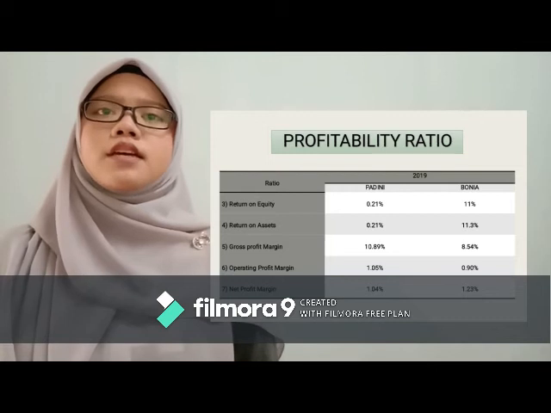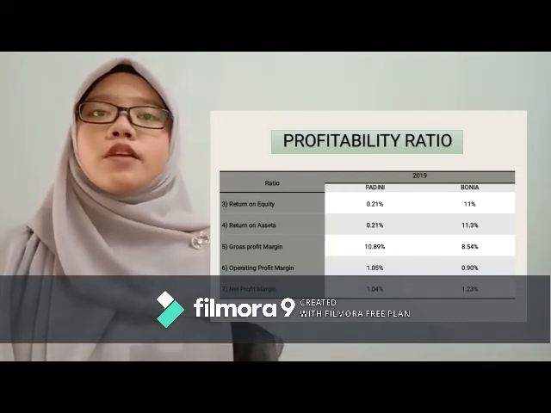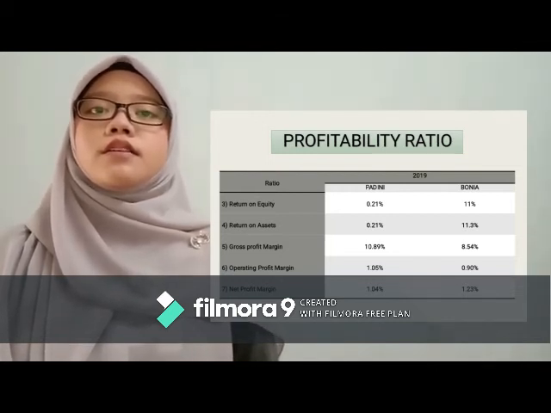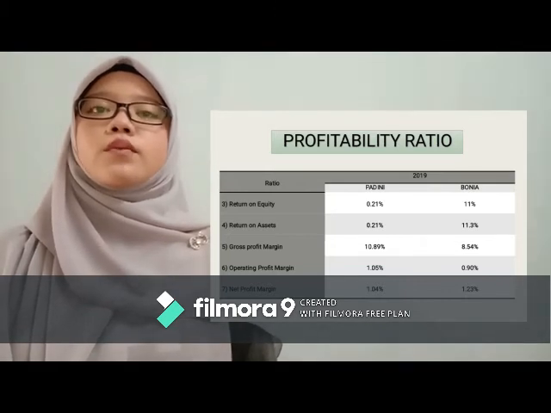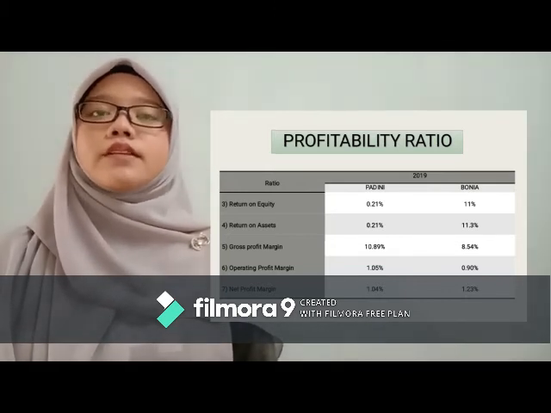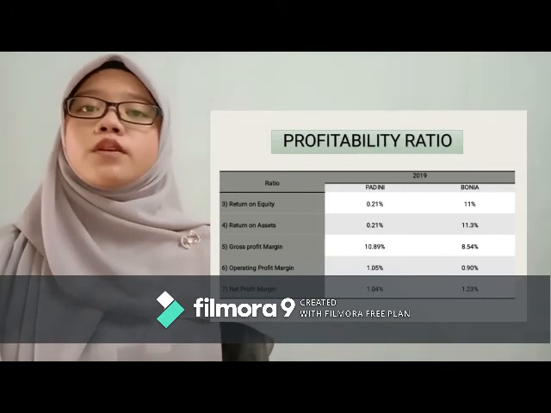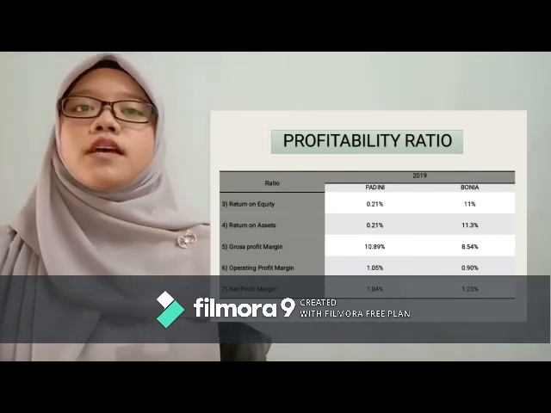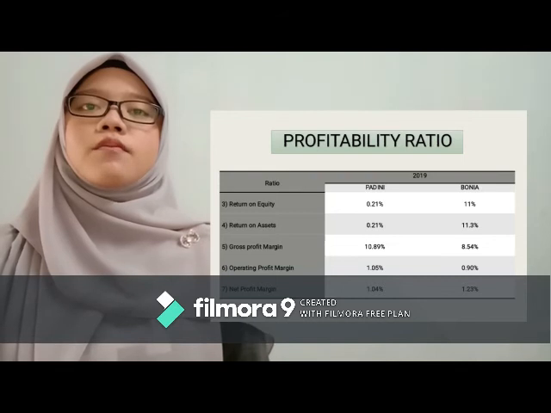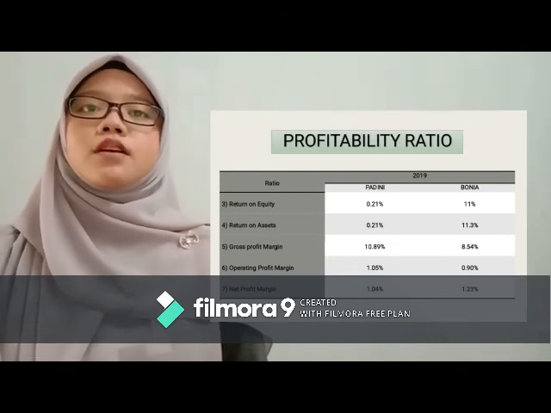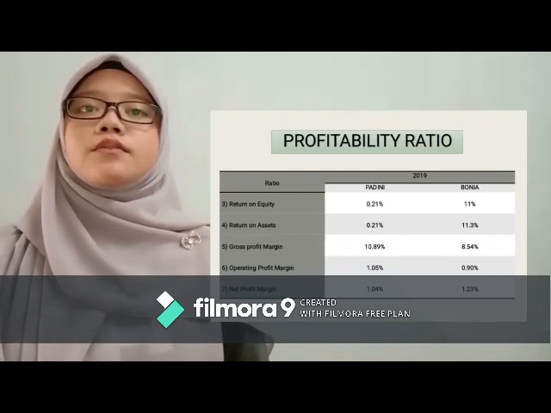And then gross profit margin, Padini was higher than the other company. Padini gets 10.89%. However, Bonia gets 8.54%. For the operating profit margin, Padini was higher than the other company, which is 1.05%. Then Bonia has 0.90%.